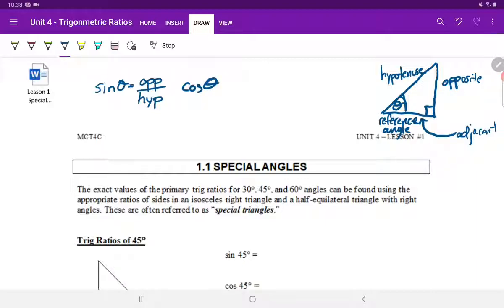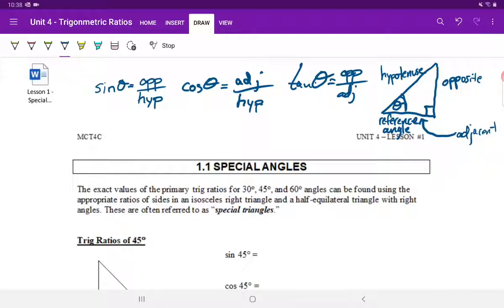Cos of an angle, or cos of theta, is equal to the adjacent side over hypotenuse. And tan theta is equal to the opposite side over the adjacent side. So that's one set of formulas that we have for our right angle triangles.